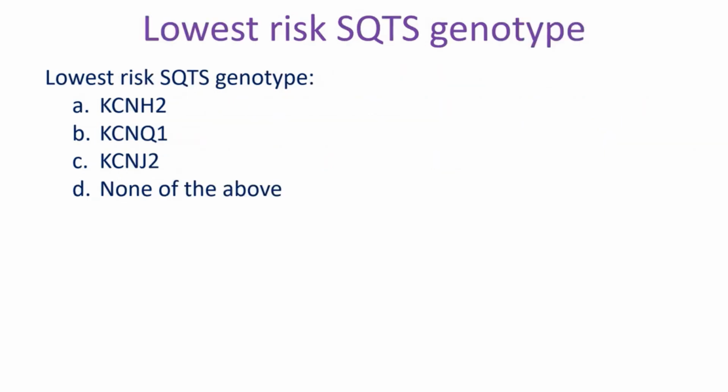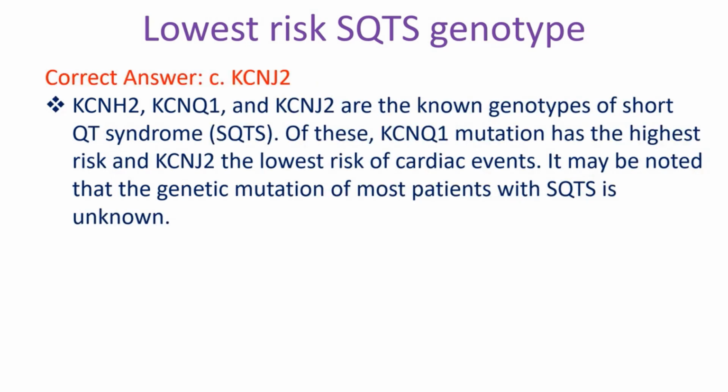Lowest risk SQTS genotype: A. KCNH2, B. KCNQ1, C. KCNJ2, D. None of the above. Correct answer C, KCNJ2. KCNH2, KCNQ1 and KCNJ2 are the known genotypes of short QT syndrome. Of these, KCNQ1 mutation has the highest risk and KCNJ2 the lowest risk of cardiac events. It may be noted that the genetic mutation of most patients with SQTS is unknown.